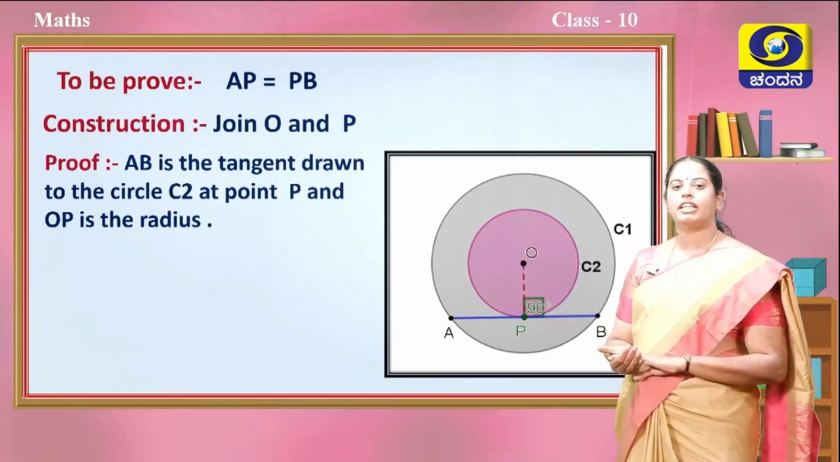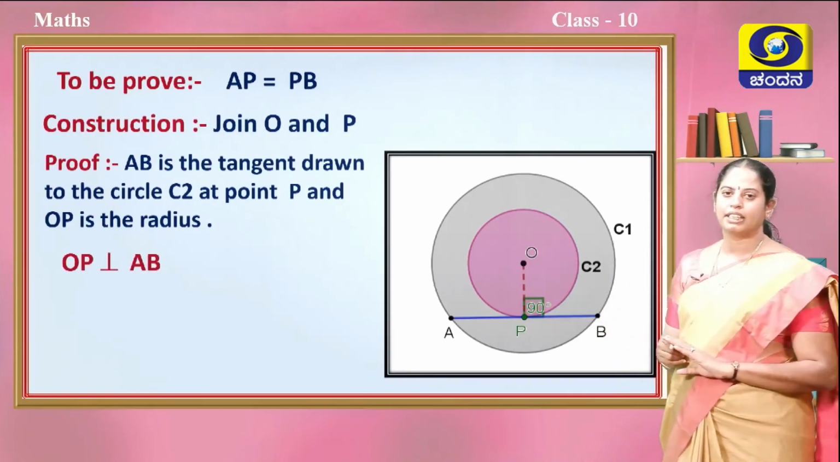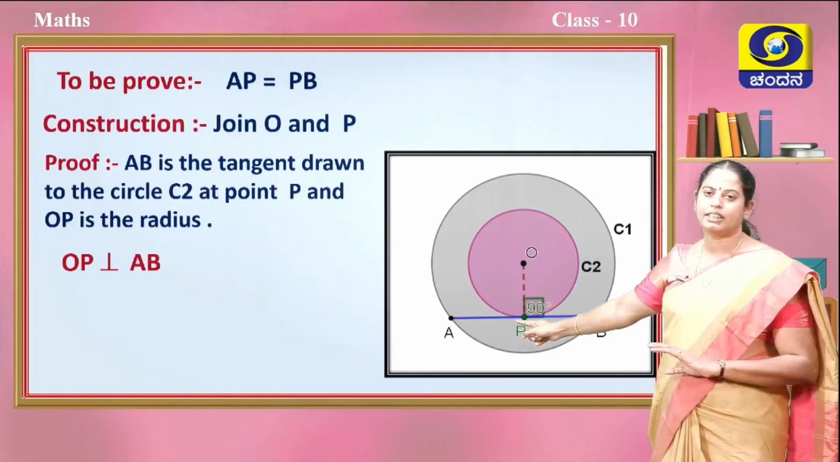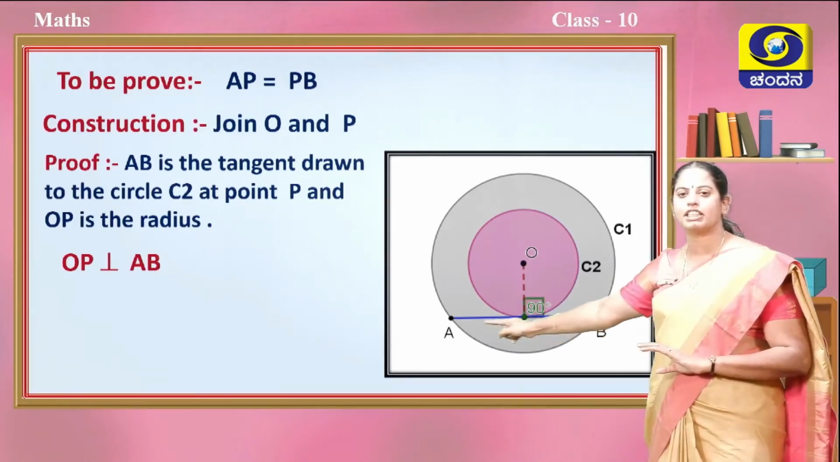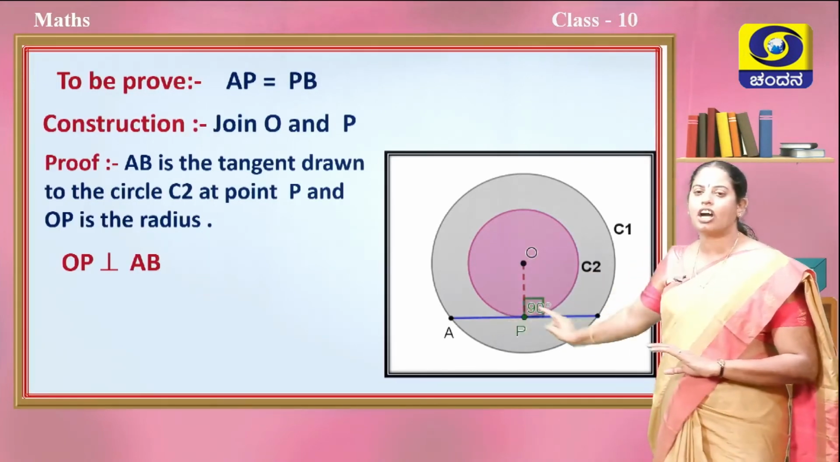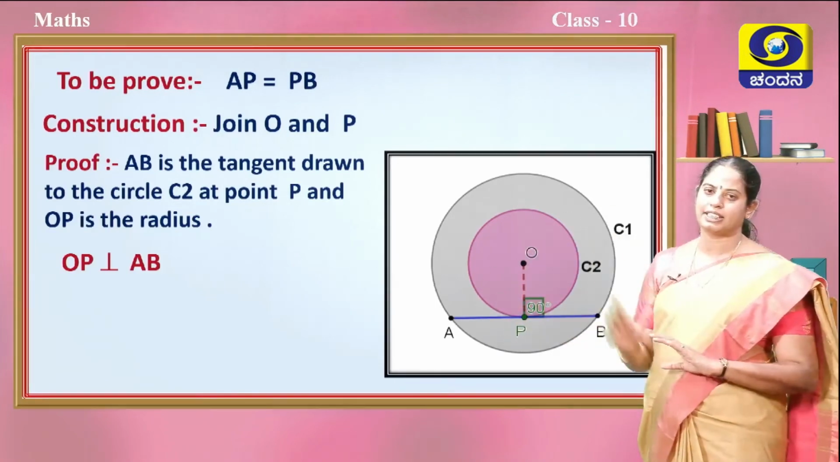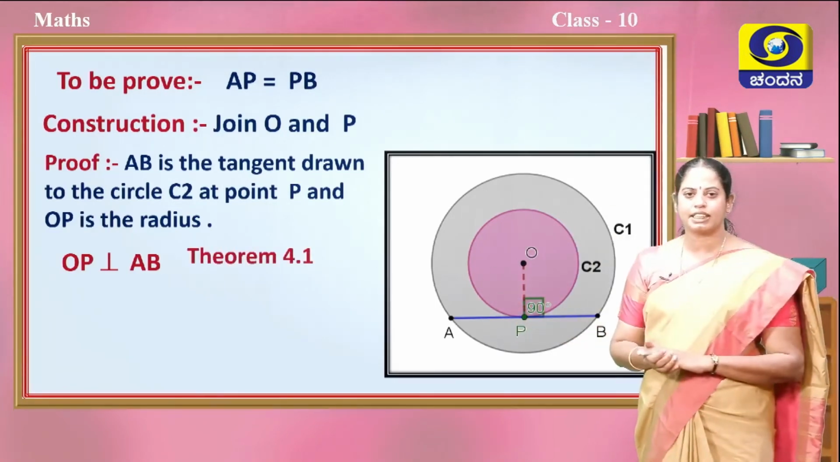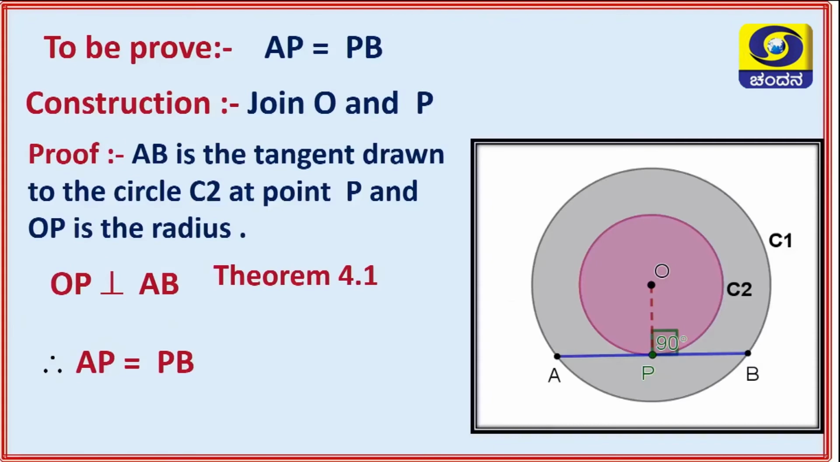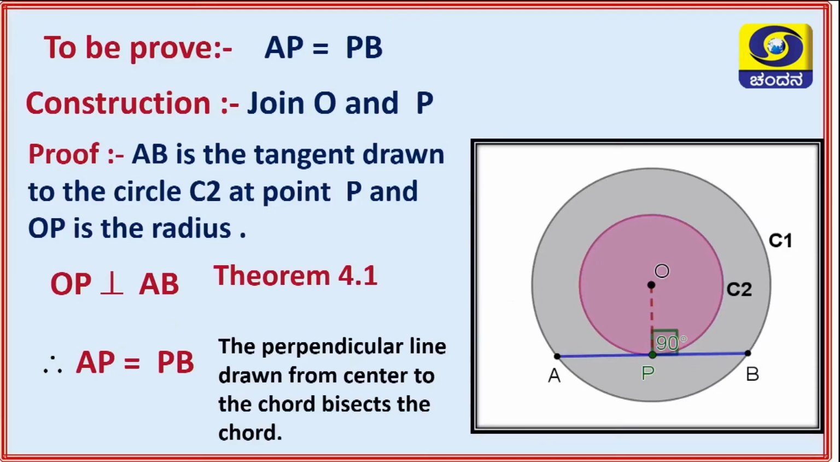Okay. And we have also learnt that if OP is the perpendicular line, then this becomes the shortest distance for AB and this perpendicular line divides the chord into two equal line segments. That we have learnt in the previous class itself. OP divides the line AB into two equal halves. Therefore, AP equals PB. The reason is the perpendicular line drawn from the center to the chord bisects the chord. Hence, we proved AP equals PB.